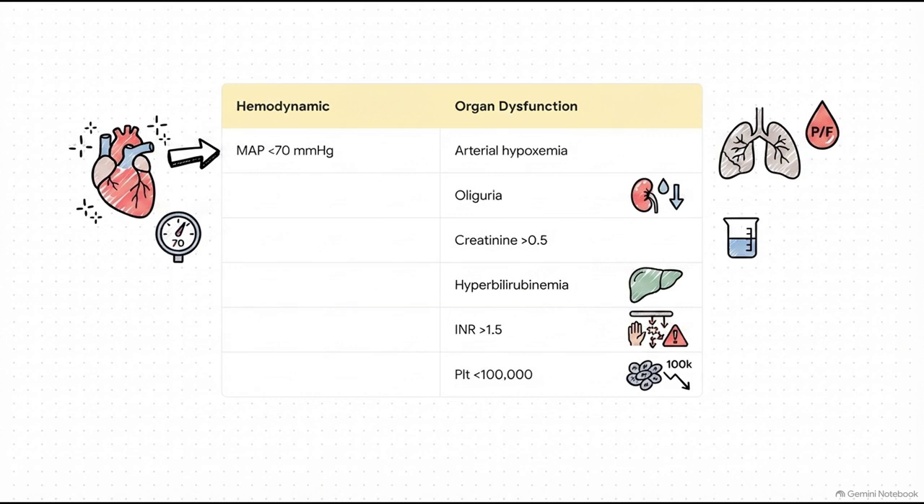Check the liver and blood panels too. Bilirubin over 4 and INR greater than 1.5, or platelets just plummeting below 100,000. Keep in mind, these aren't just random lab values. They are undeniable, objective proof that the patient's organs are shutting down.